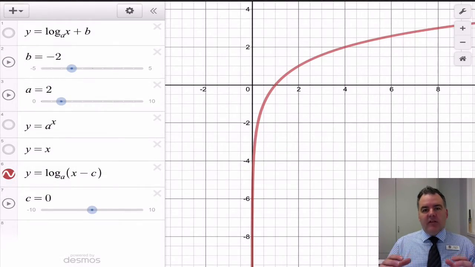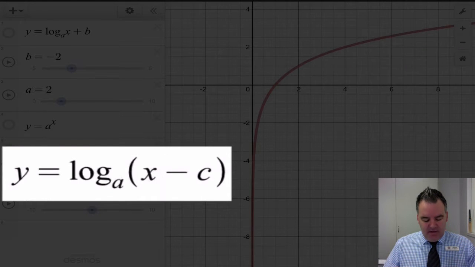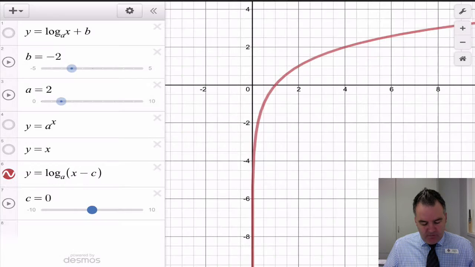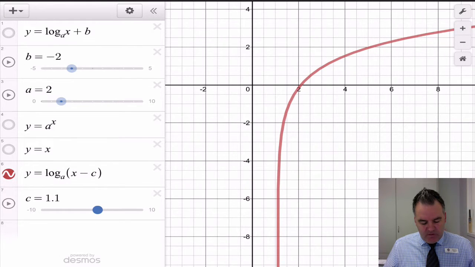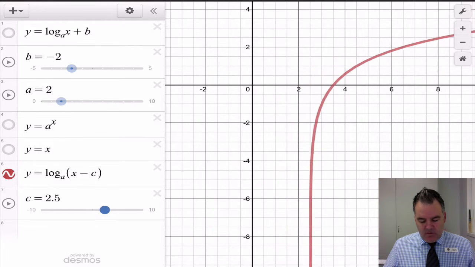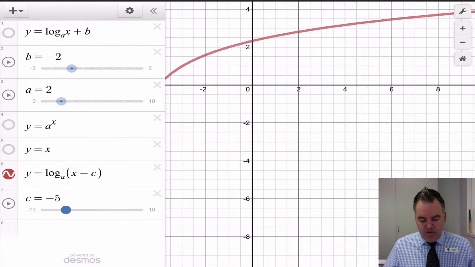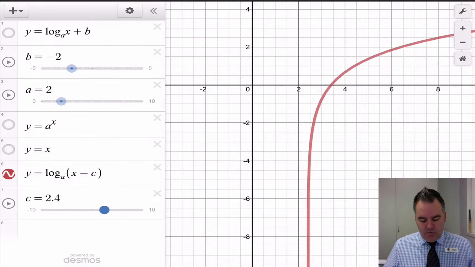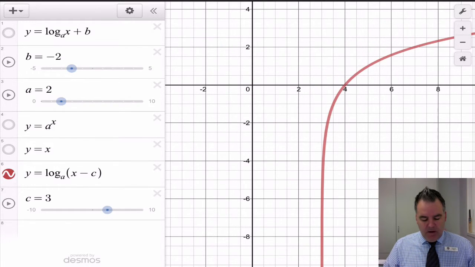The second kind of translation you need to know is this one here, log base 2, or log base a anything, of x minus c. Let's look at what happens when I change the value of c. So here's log base 2 of x minus 1. You can see what's going on as I move this: the graph is moving horizontally back and forward. This is log base 2 of x minus 3. So everything has just moved 3 places across to the right. Instead of going through (1, 0), the graph is now going through (4, 0).